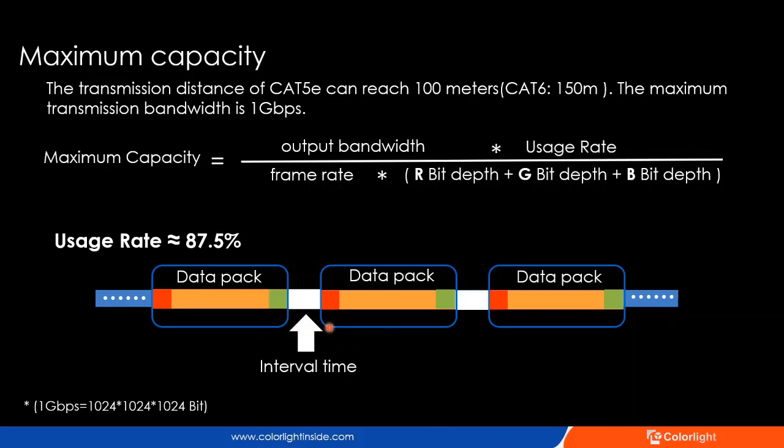Also, there will be interval time between each packet, the white part. If we remove all those interval times, the head, and the end of the packet, the rest is the data. It's around 90% of total bandwidth.